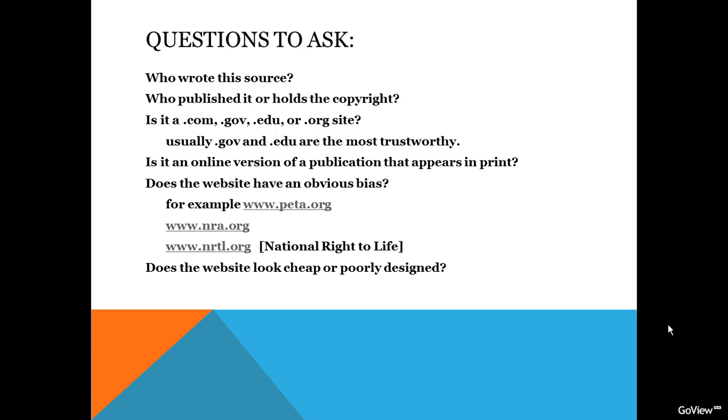If the website has an obvious bias, like PETA.org, NRA.org, NationalRightToLife.org, then it is not going to be a reliable website. The reason for that is that your audience will notice the bias instantly. If you quote the PETA website, someone who is already antagonistic towards PETA is going to instantly disregard your quotation or your information that you took from that website, even if it is accurate.